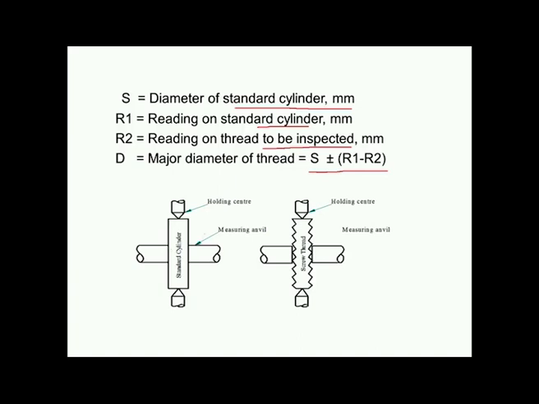So, you can see here the measurement process. Initially, we have to take the measurement using the standard cylinder, and the reading that is obtained is R1. Then we have to remove the standard cylinder, place the thread to be inspected, and then again take the reading. So, this reading will be R2.